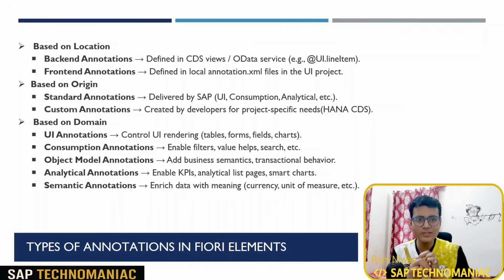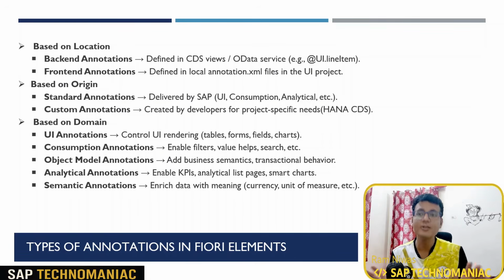We always have to use standard annotations, and we are always using UI.lineItem, UI.selectionField, and the consumption annotations. We have the KPI-related, OData publish-related, or @Analytical-related annotations. All the things we use in the backend are the standard annotations. But something called custom annotations, we can create based on our requirement, our own annotations. These are the custom annotations.